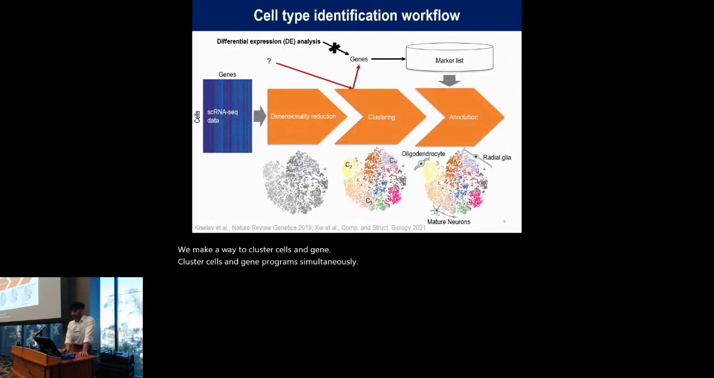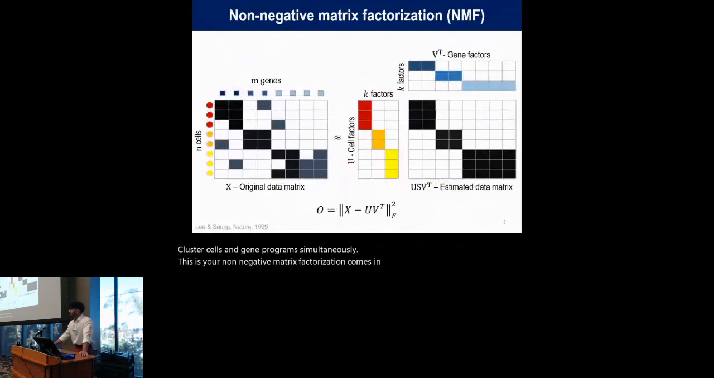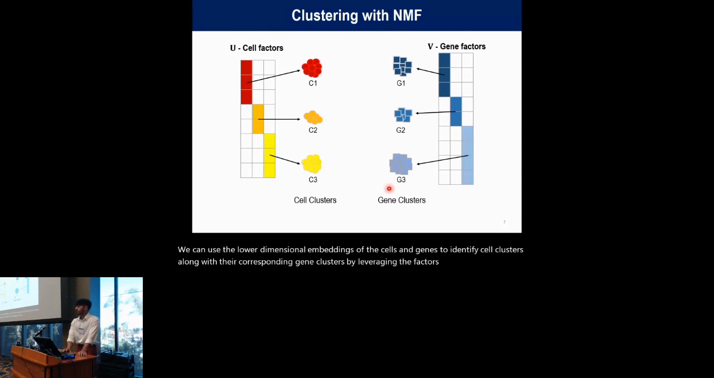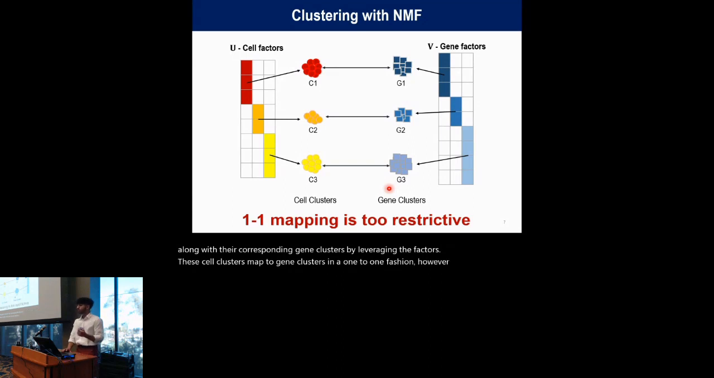This is where non-negative matrix factorization comes in. Non-negative matrix factorization, also known as NMF, aims to optimize this objective right here. The main parameter here is K, which allows us to choose the number of factors that we'd like to represent our lower dimensional embeddings by. We can use the lower dimensional embeddings of the cells and genes to identify cell clusters along with their corresponding gene clusters by leveraging the factors. These cell clusters map to gene clusters in a one-to-one fashion. However, this is too restrictive. How can we solve this problem?